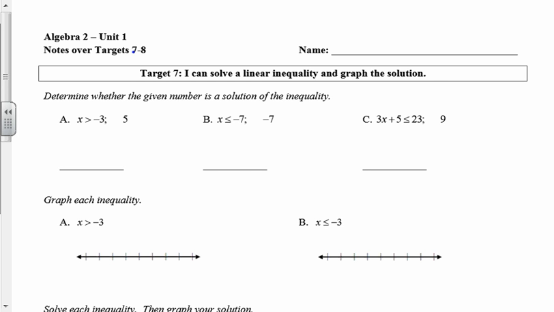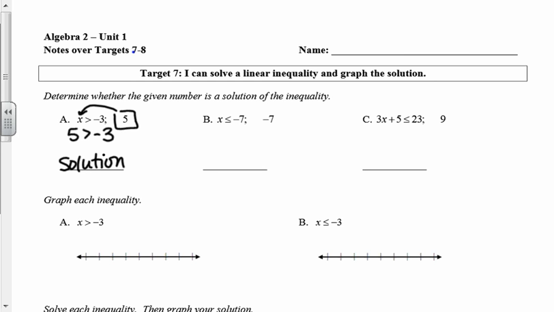So to start off with, we're going to look at this algebraically, and we're going to determine if the given number, so on A, 5, makes the statement true, it's a solution or not. So I'm just going to plug this in for x. Is 5 greater than negative 3? It sure is. So this is a solution. If that was false, we would just say not a solution.